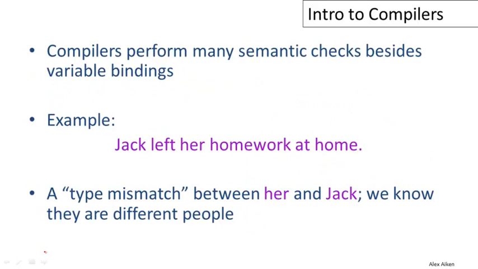Now, compilers perform many semantic checks besides analyzing the variable bindings. And so here's another example in English. Jack left her homework at home. And under the usual naming conventions, assuming that Jack is male, we know there's a type mismatch between Jack and her. So we know that whoever her is, it is not Jack. And therefore, we know that this sentence is talking about 2 different people. And so this is analogous to type checking.